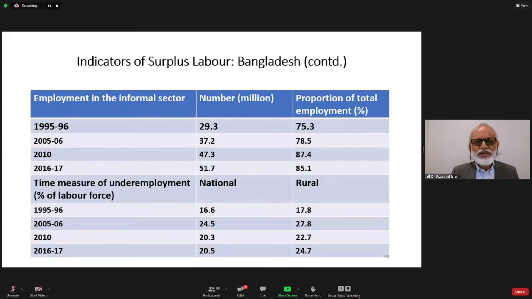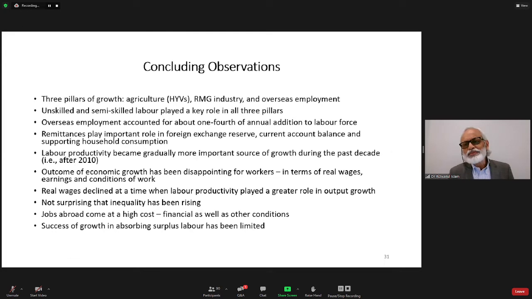They all indicate that the journey towards the full absorption of surplus labor, which we call the so-called Lewis turning point, after the name of W. Arthur Lewis, who is the major proponent of the dual economy model, we see that that journey is still a work in progress.